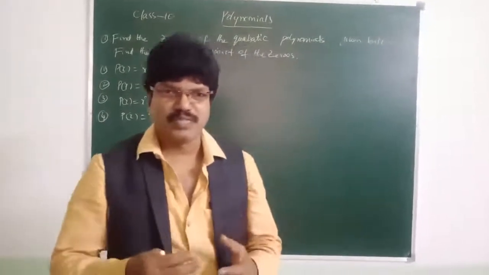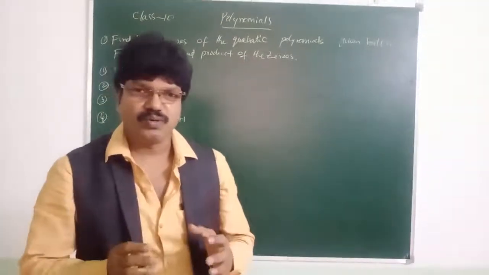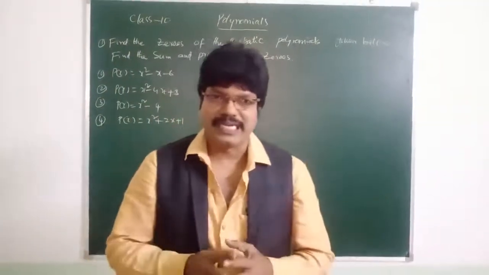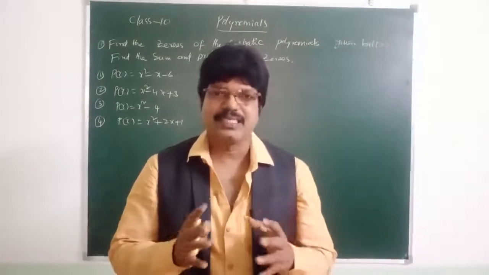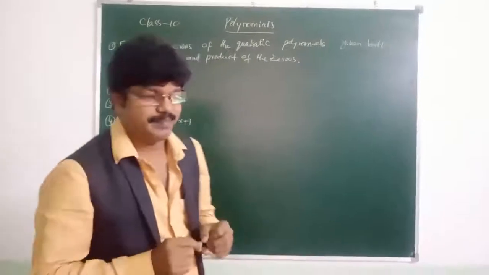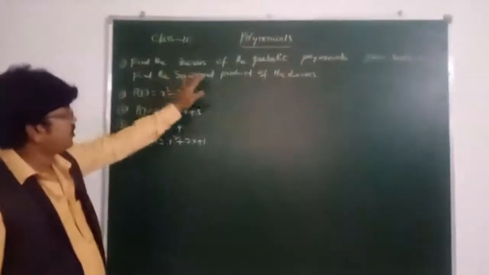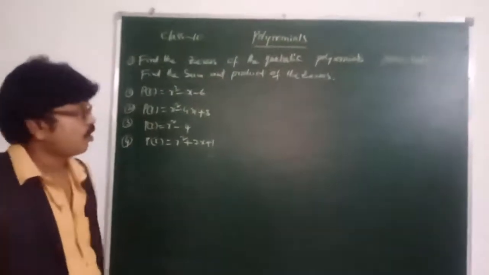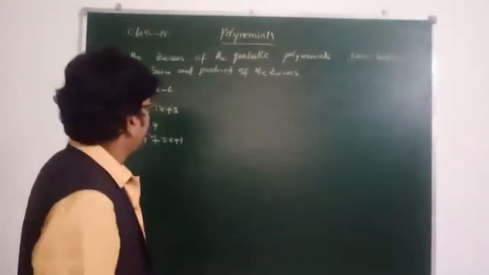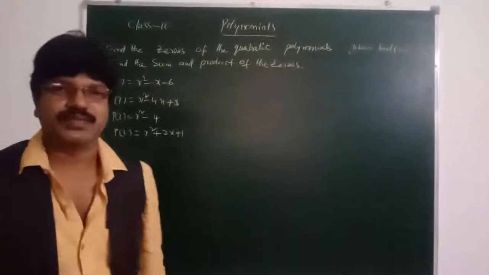I repeat some problems again so that you get more clarity. You will get some more clarity on these problems. Know the concept, how to solve. Here, find the zeros of the quadratic polynomials given below and find the sum and product of the zeros.